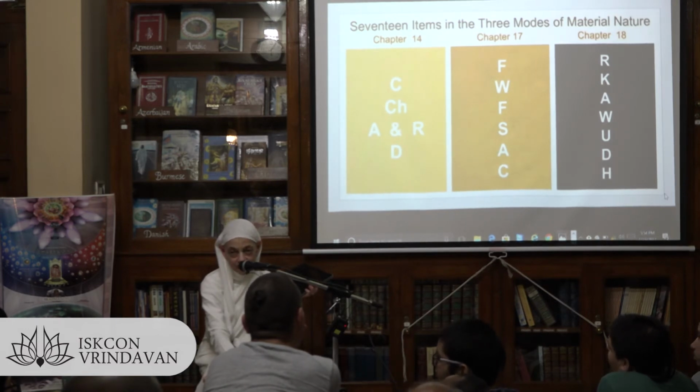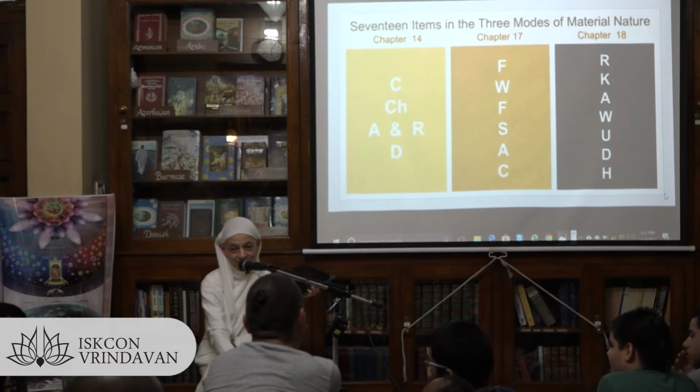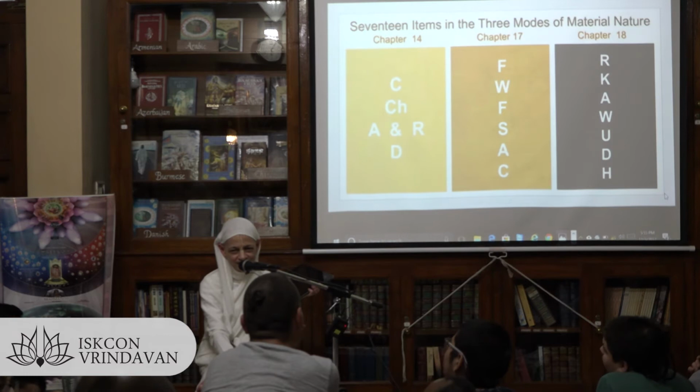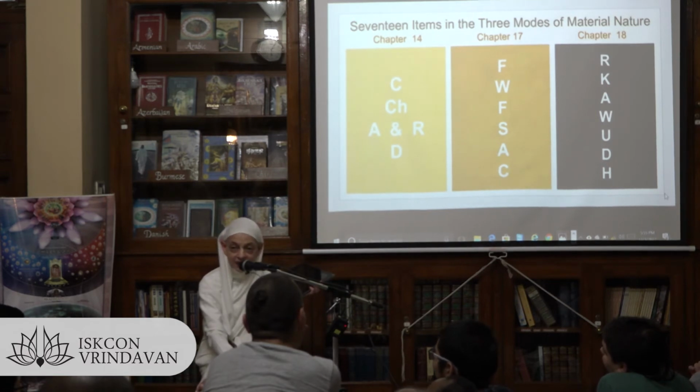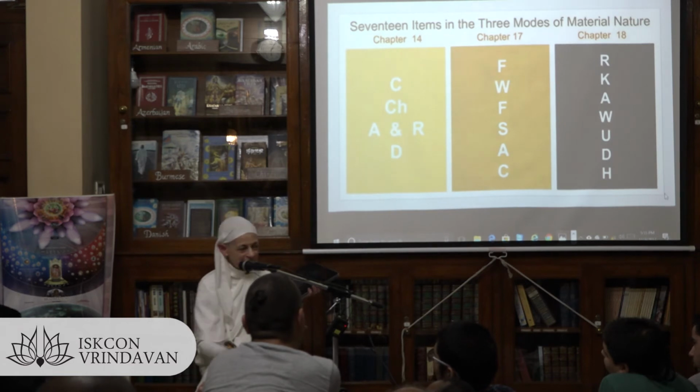Simple. If they're walking around like this, take another turn. It's not going to be a nice exchange, right? You'll be the next victim. Okay? Simple. Happiness is in the mode of goodness. Not possible in passion. Not possible in ignorance. And what they take to be happiness is actually misery. So now you know 17 items, okay?